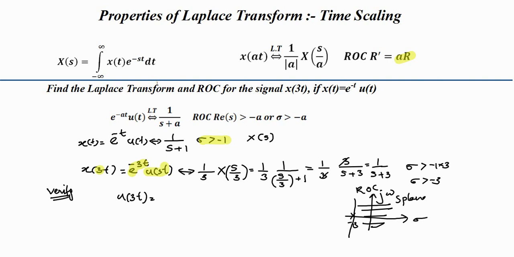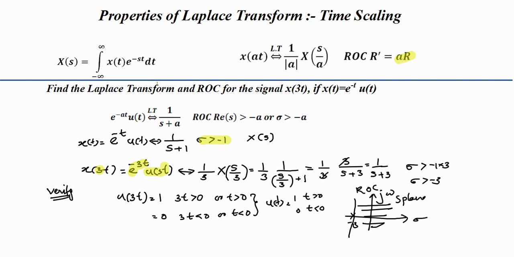U of 3t is equal to 1 when 3t is greater than 0, or you can write t greater than 0. And similarly, it's 0 when 3t is less than 0, or t less than 0. This means there is no change in the step signal if you apply the scaling property, because this is equivalent to simply u of t. u of t is equal to 1 for t greater than 0 and 0 for t less than 0. We will get the same answer, so u of 3t and u of t are the same.